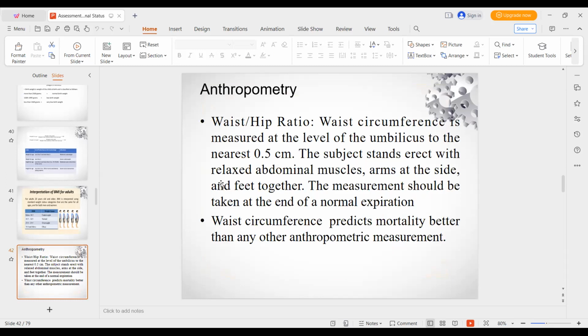Anthropometry. Waist-hip ratio. Waist circumference is measured at the level of the umbilicus to the nearest 0.5 centimeters. The subject stands erect with relaxed abdominal muscles, arms at the sides, and feet together. The measurement should be taken at the end of normal expiration. Waist circumference predicts mortality better than any other anthropometric measures.